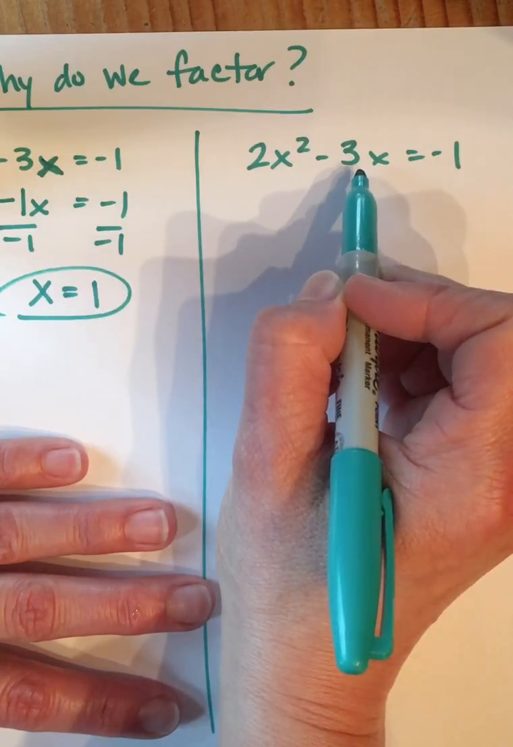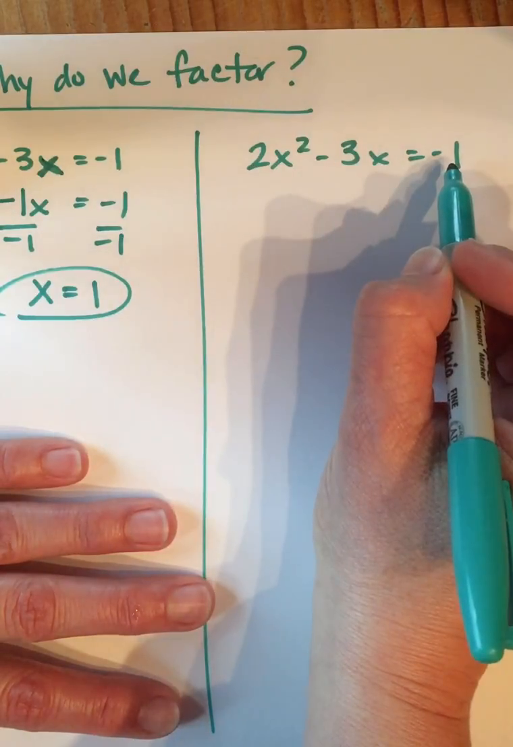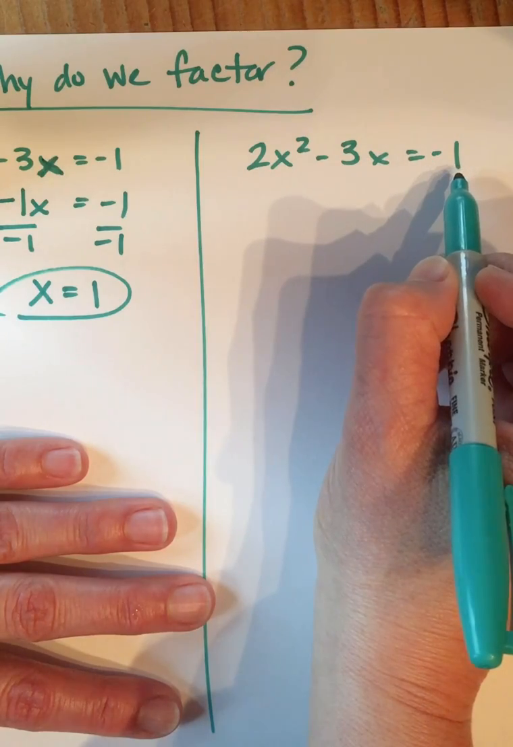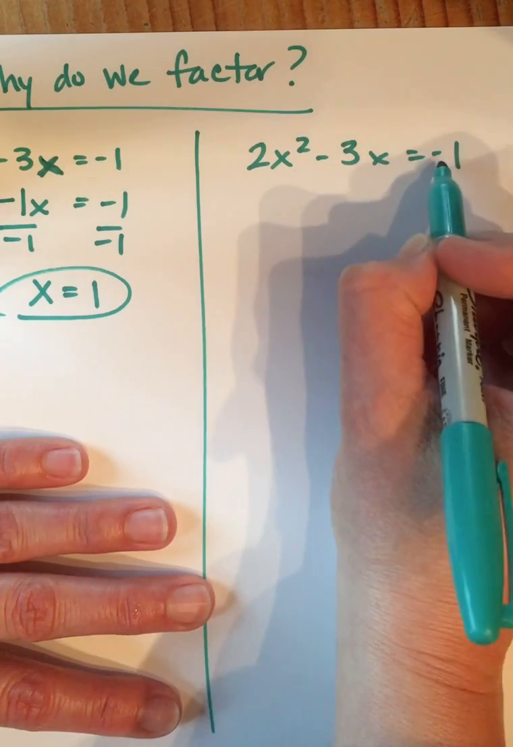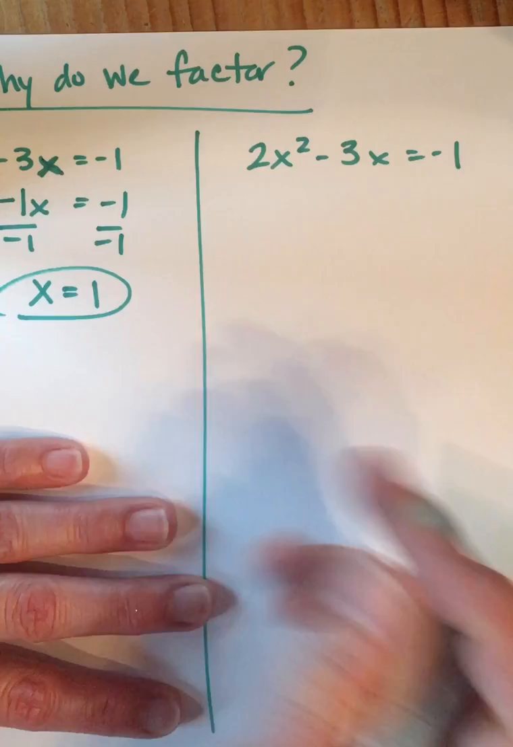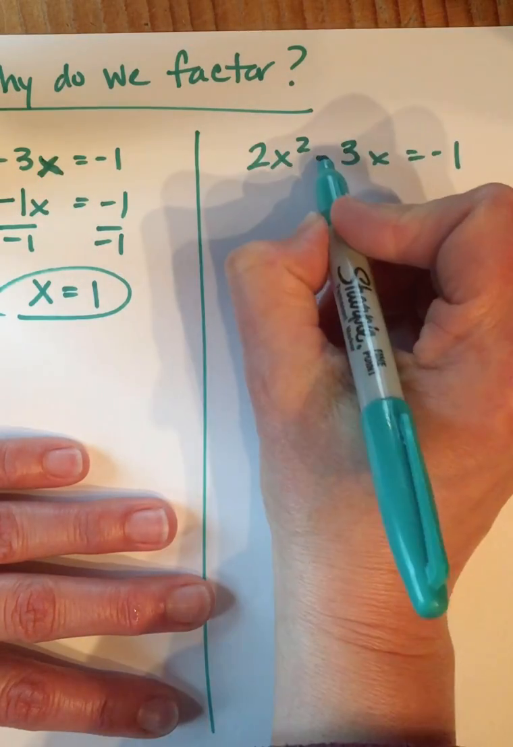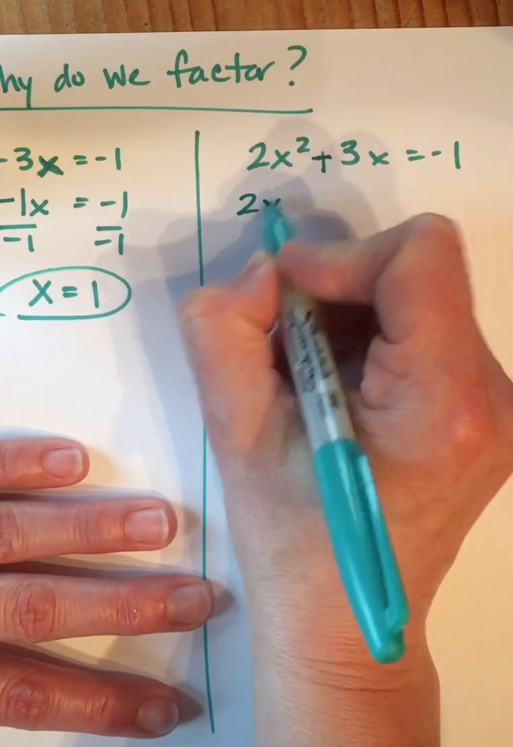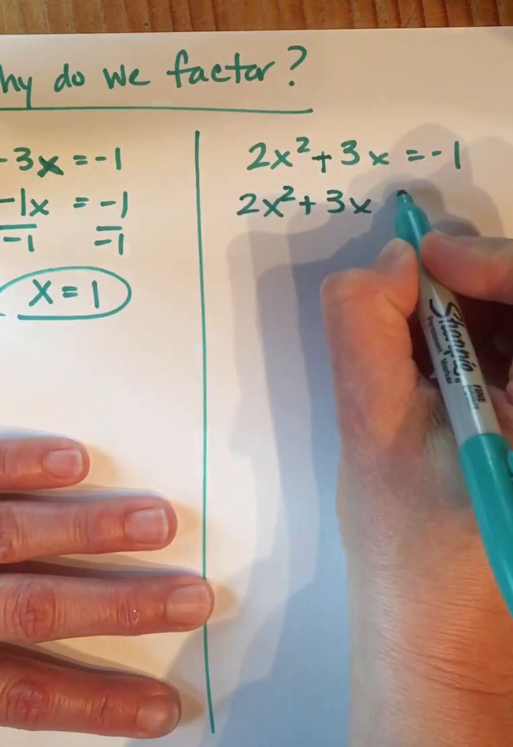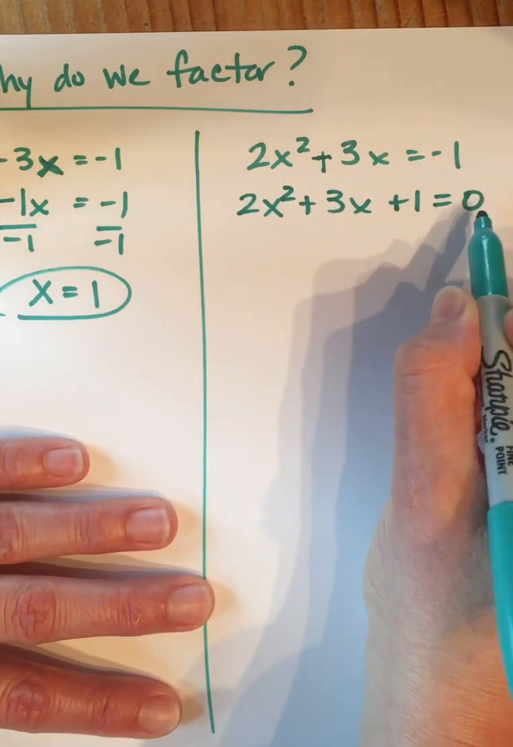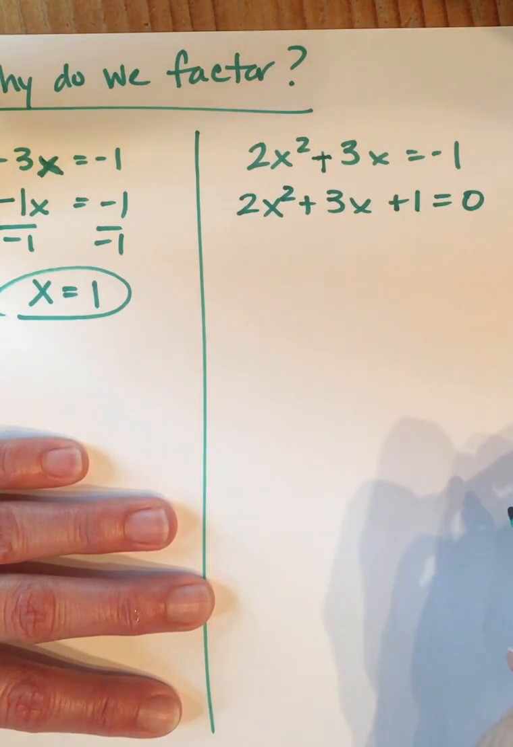And when I factor, I want to have the other side of the equal sign be equal to 0. So I'm going to actually add 1 to the other side. I'm sorry, I actually want this to be plus 3. So we're going to have 2x squared plus 3x plus 1 is equal to 0. And I want to have it equal to 0 so that in the end, I can set each little mini piece I get equal to 0.